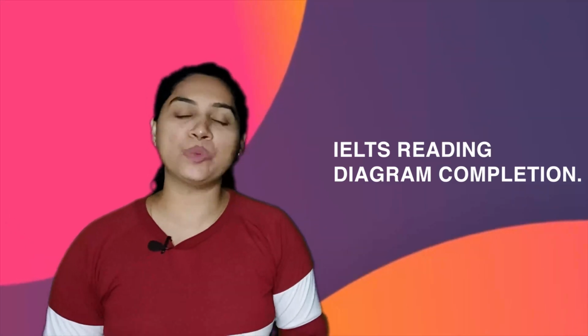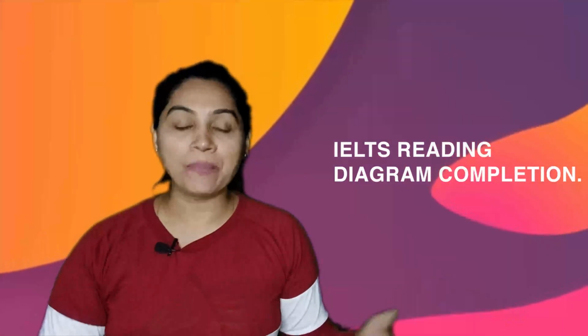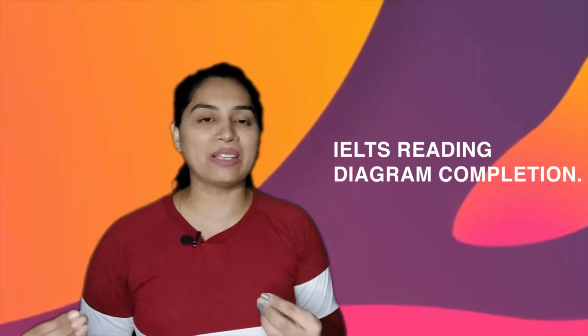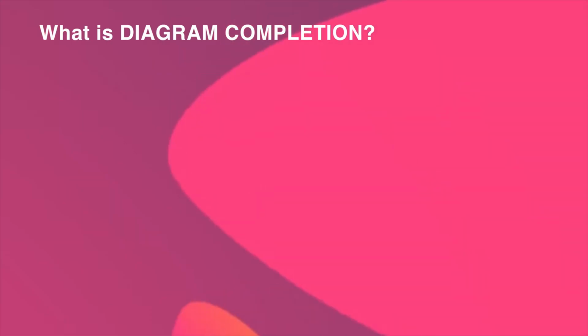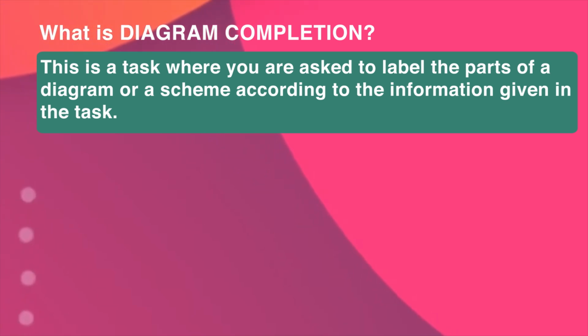And today in this video, I am going to take you back to your school days, showing you the easiest method of solving the diagram completion task. So without wasting any time, let's get started. So what is a diagram completion task? This is a task where you are asked to label the parts of a diagram or a scheme according to the information given in the task.